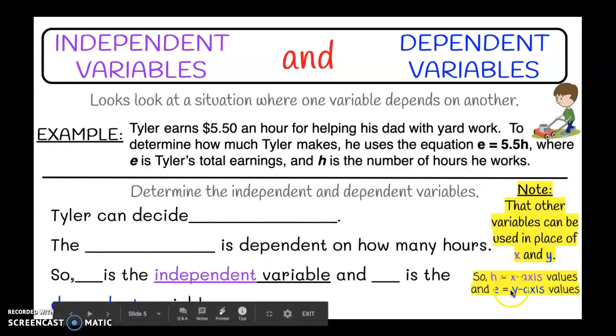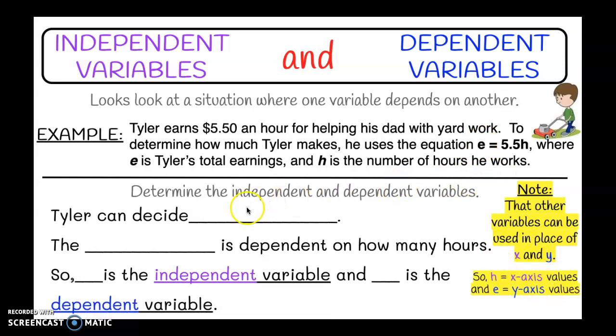So you think about how you would graph those, okay? When we think about this, Tyler can decide, what is it he can change? Well, he can change how many hours he works. He can work 1, he can work 10, he can work nothing. He has control of it. So that is my independent variable. The thing he can't change is how much he gets paid per hour. So the amount he earns, that's the dependent. How much he's going to earn is all dependent on how many hours he works. So we already discussed this. The H value is my independent variable and the E is my dependent variable.